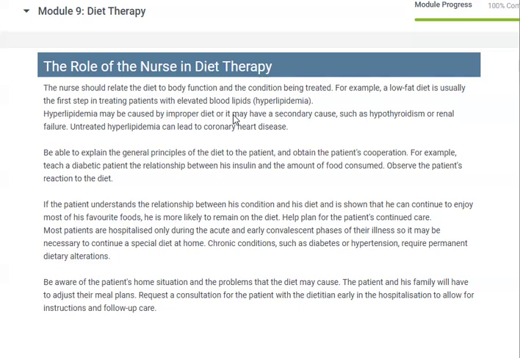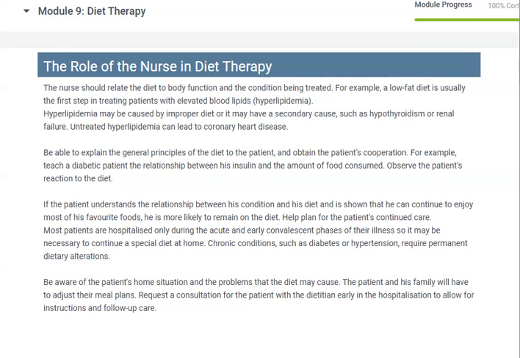Be able to explain the general principles of the diet to the patient and obtain the patient's cooperation. For example, teach a diabetic patient the relationship between his insulin and the amount of food consumed. Observe the patient's reaction to the diet. If the patient understands the relationship between his condition and his diet and is shown that he can continue to enjoy most of his favorite foods, he is more likely to remain on the diet.